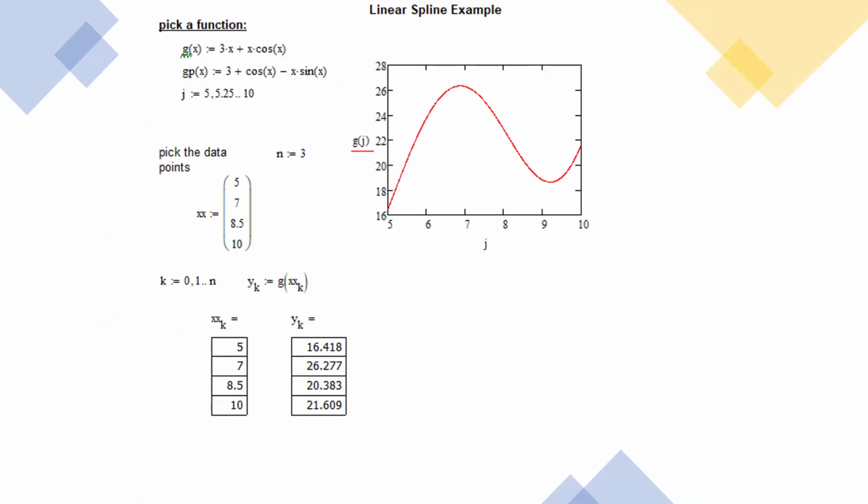Look at this example to understand how linear splines work in practice. First, we choose this function and then select some data points from it, from g(x). In this example, we pick these four points, 5, 7, 8.5, and 10, and we compute the corresponding function values. Next, we plot the function from 5 to 10, and we will use these sample points to build the spline approximation.